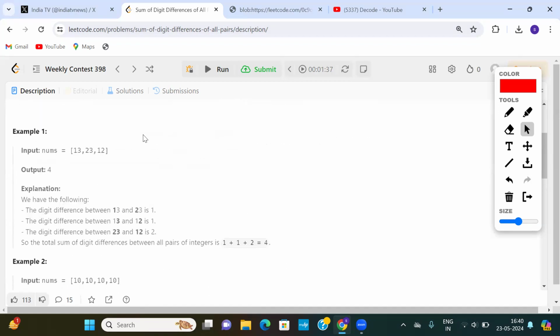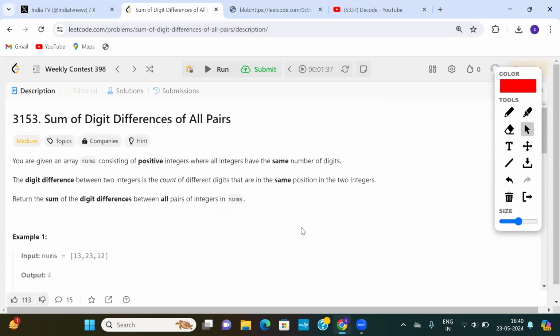So example number 1 was far better for making the question clear, and I have explained it already. So I hope the question is now clear to you. Now, what is the approach which we are going to follow?